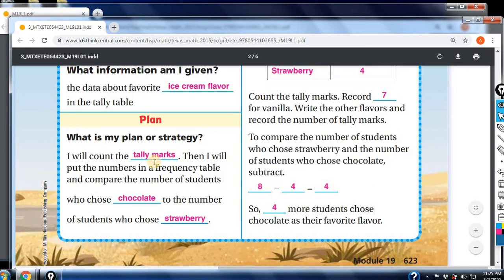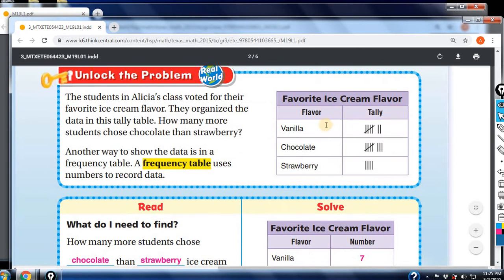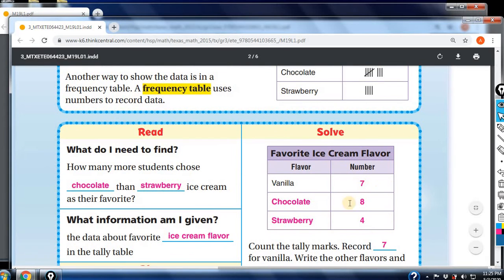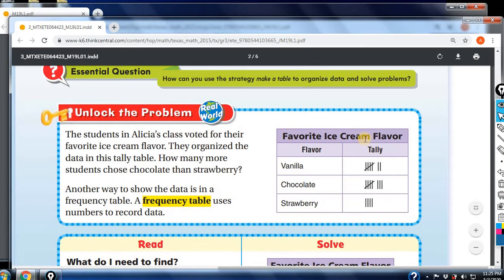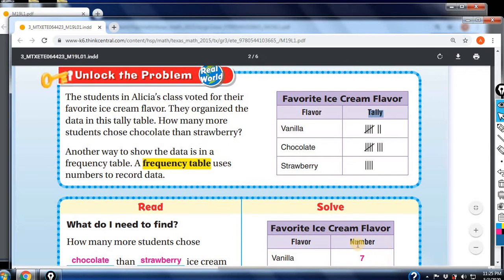So this is what we did. We're getting the data from the tally mark table and converting that data into numbers. Here's your title, and these are your categories. When you get here, instead of putting tally, you're going to put number.